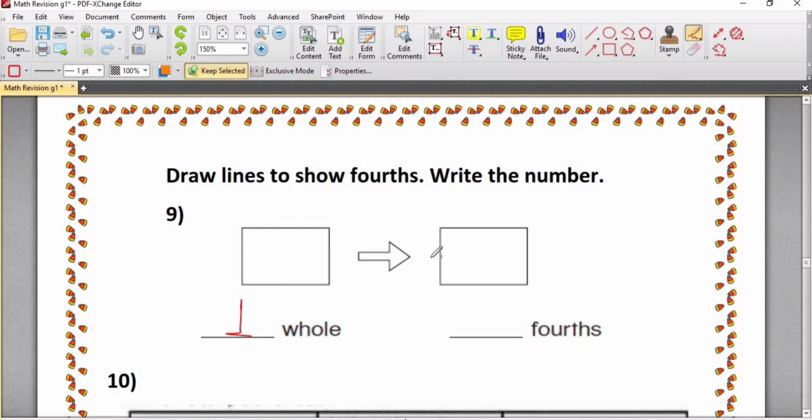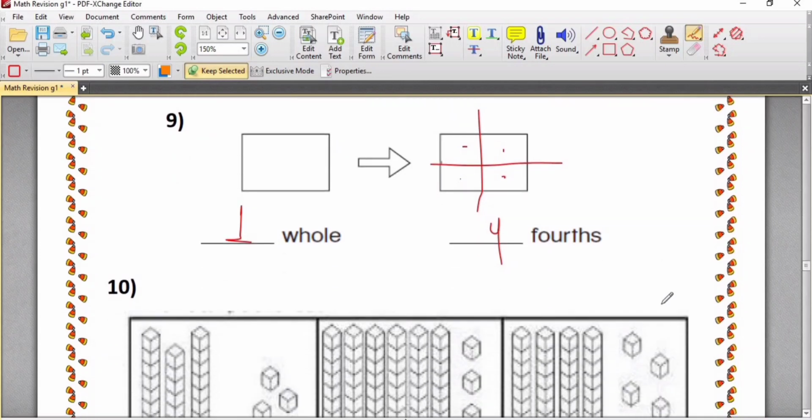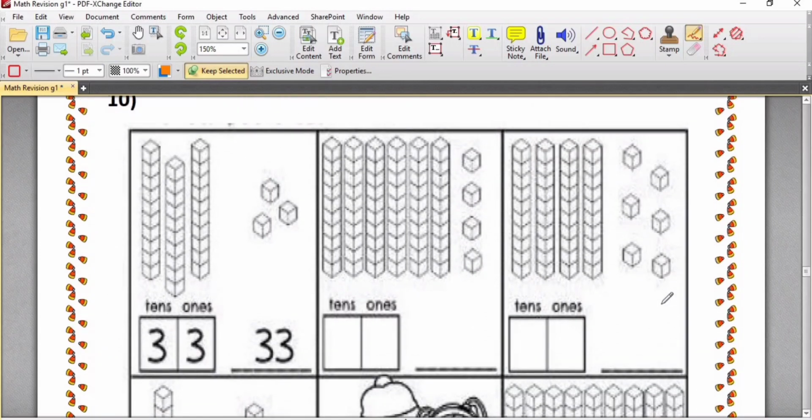Okay, so to show the fours we need to make two lines, so it will be like this one and that one. Great. Now can you tell me how many fours do we have? We have four, so one hole equals 4 fours. Super, excellent. Now let's see the next question.